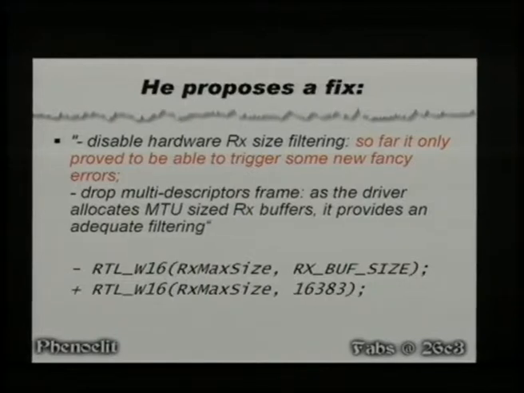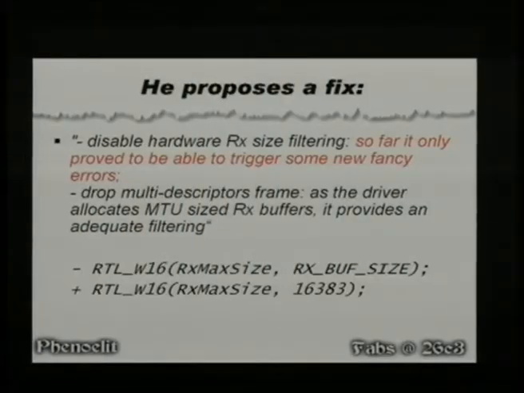Okay, so he proposes a patch. He says, first of all, I would like to disable hardware filtering, because so far it only proved to be able to trigger some new fancy errors. Secondly, drop all multi-descriptor frames. Anything that is in more than one descriptor, he actually means buffer. Anything that's in more than one buffer, just drop it. We're not handling this. Okay, so this is the change. Instead of saying the maximum size that you may receive is RX buff size, which means enable hardware filtering, just tell it, receive anything, disable hardware filtering.